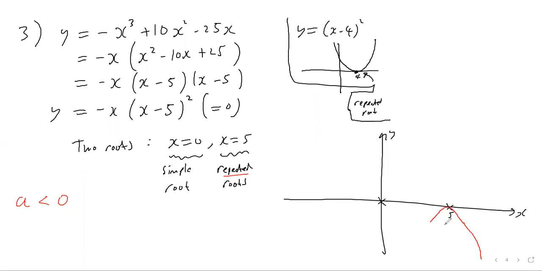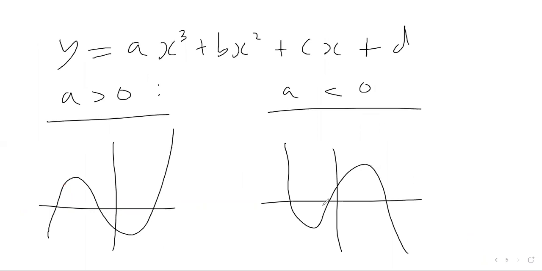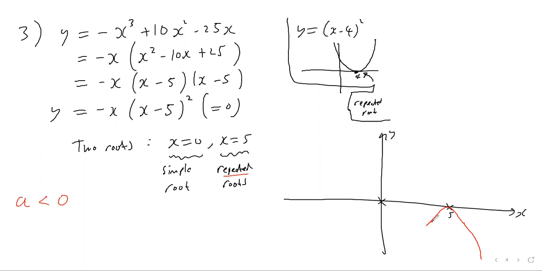And then the shape is going to go down again, because cubics do this: they go down and up and down and up again. It's going to go down like that. And then it's got to pass through here, because this is a simple root. The graph must go through a simple root. So it must go through like that, and you get a sketch like that. So this is the graph y equals negative x cubed plus 10x squared minus 25x. That is the sketch of the graph here.